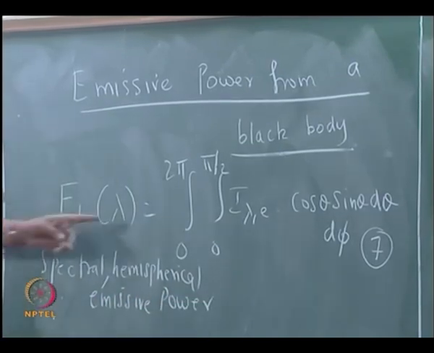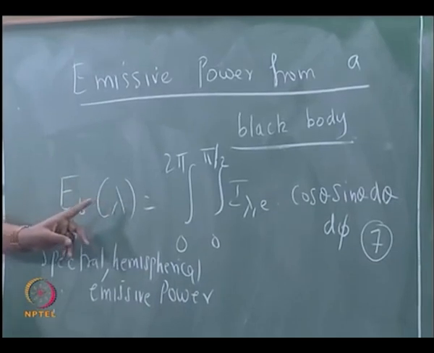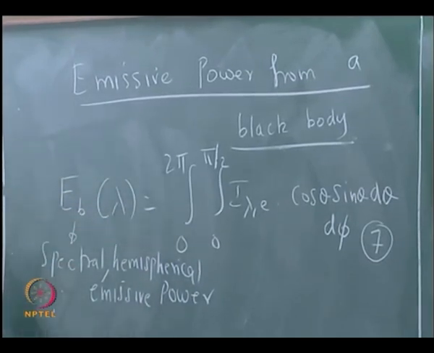Why is it spectral? Because it is still a function of lambda, I have not integrated with respect to lambda. Why is it called hemispherical? I have integrated with respect to a hypothetical hemisphere by doing two integrations, integration with respect to theta and integration with respect to phi. Alright.